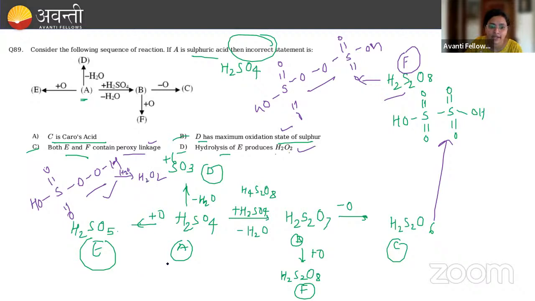So C is not Caro's acid. Yeah, C. This is not Caro's acid. Caro's acid is this one. H2SO5 is a Caro's acid. Okay? Okay, guys? Any doubt?